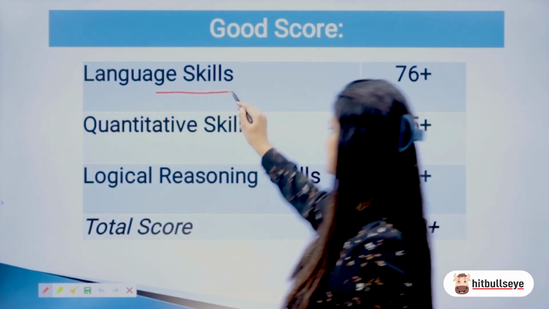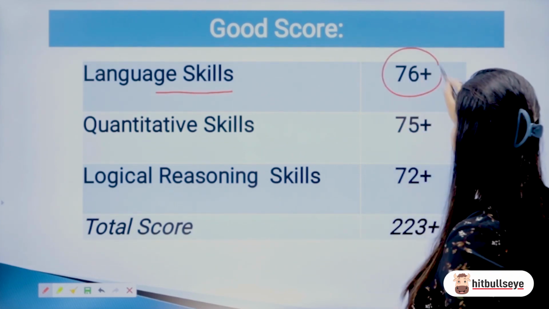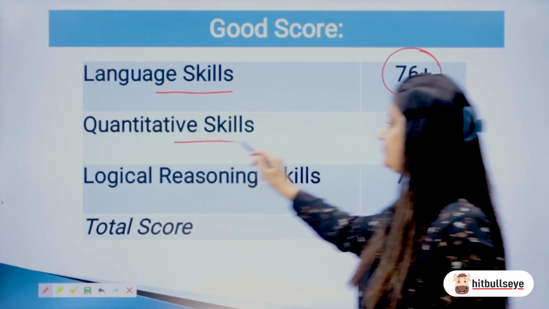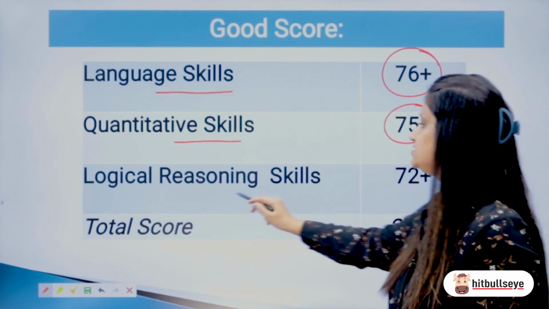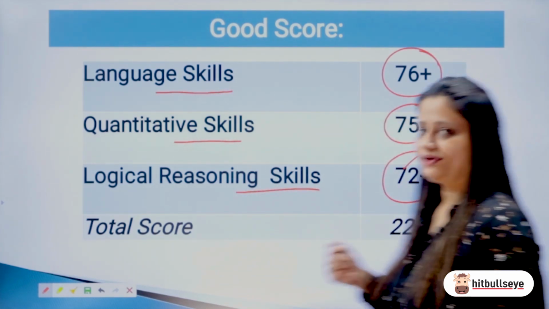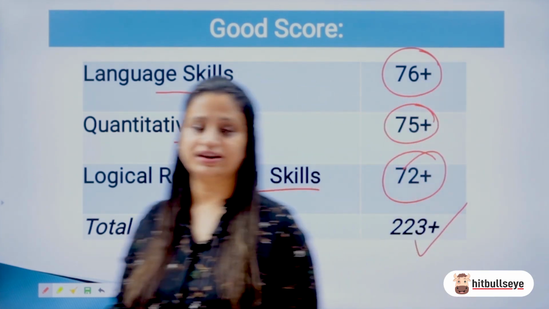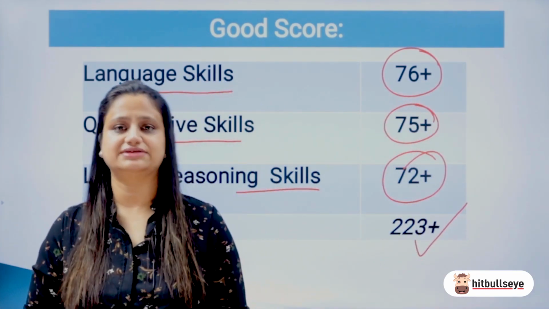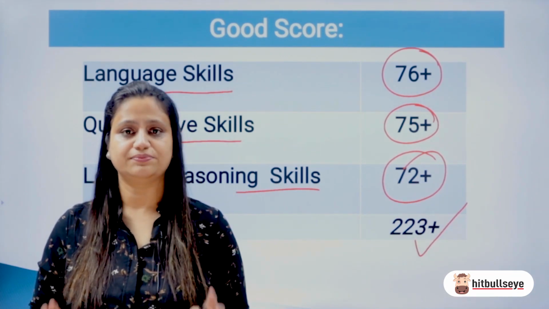So guys, according to us, this is the best attempt to get a good college. For language skills, your score should be 76 plus. For quantitative skills, 75 plus. Logical reasoning skills, it should be 72 plus. And if you get a 223 plus score, you will get a good college. And this is possible because there is no negative marking in the paper.